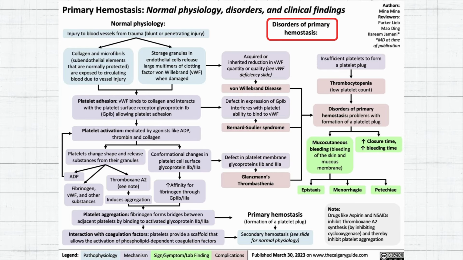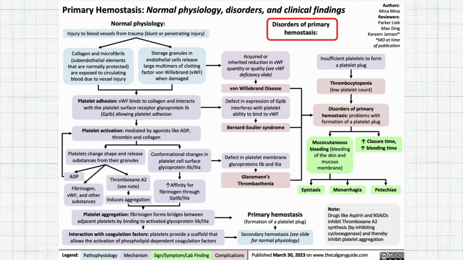Moving down, what if adhesion works fine, but the platelets can't clump together? A defect in glycoprotein 2b3a means no fibrinogen bridging. This is Glanzmann's thrombasthenia. Think Glanzmann's, no aggregation. And finally, sometimes the machinery works, but we just don't have enough workers. Simply having a low platelet count is thrombocytopenia, which naturally leads to insufficient plug formation.